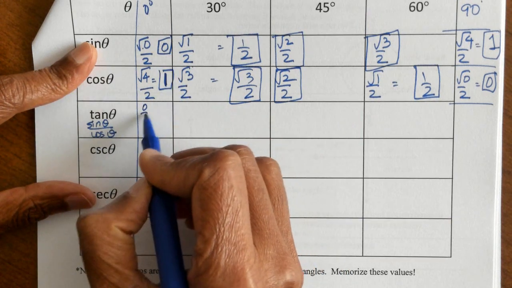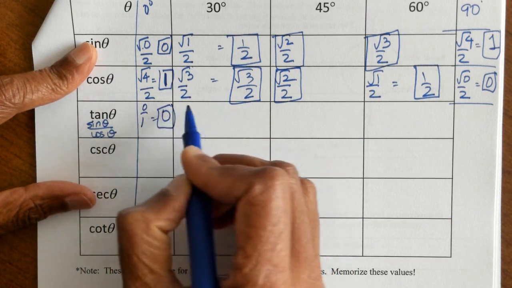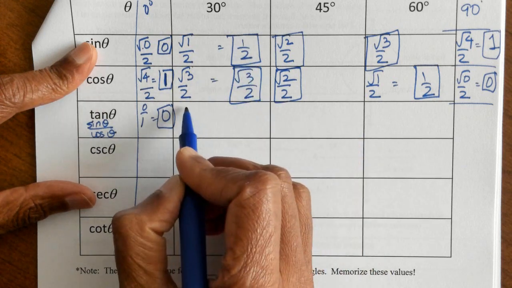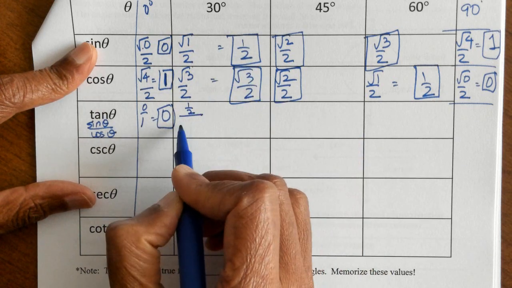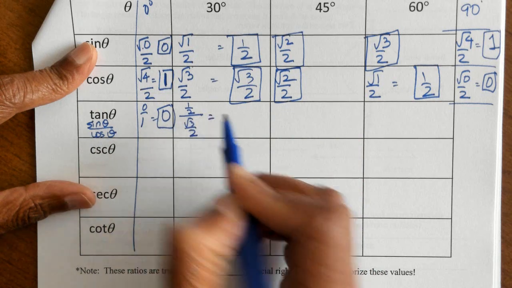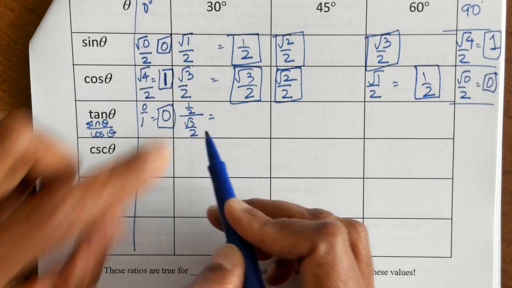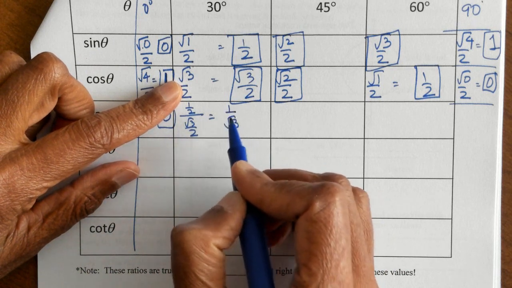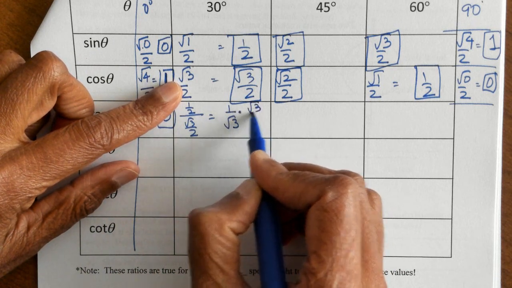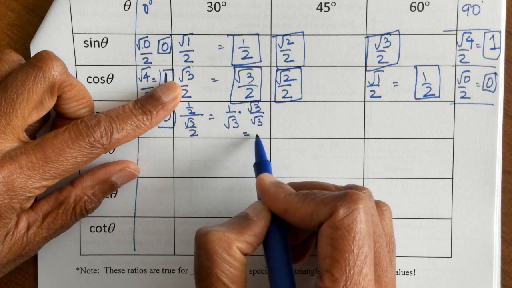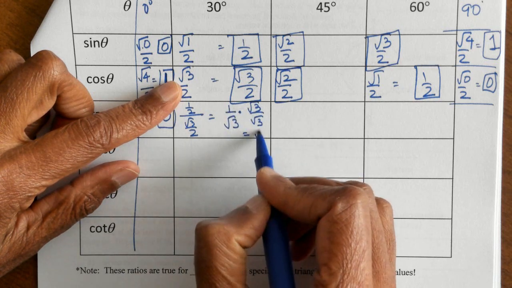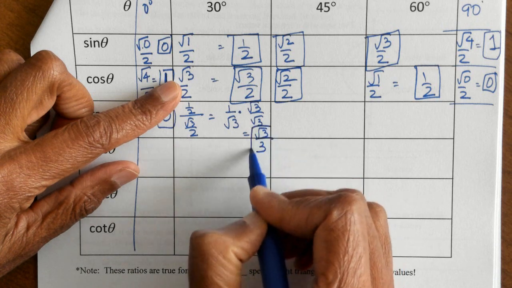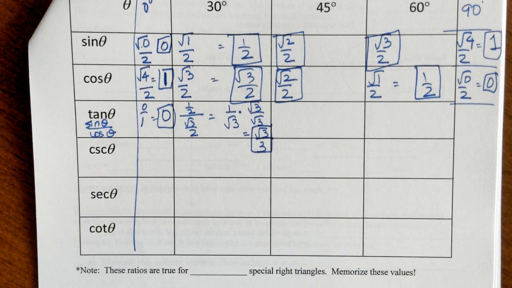So 0 over 1 equals 0. Half over square root of 3 over 2 is how much? What will happen is the 2 and the 2 will get cancelled when you flip it. You will be left with 1 over square root of 3, but you can't leave it like that, so you rationalize the denominator because you have an irrational number, and the final value is 1 times square root of 3, which is square root of 3 over 3. So tan of 30 degrees is square root of 3 over 3. I hope the work is clear.